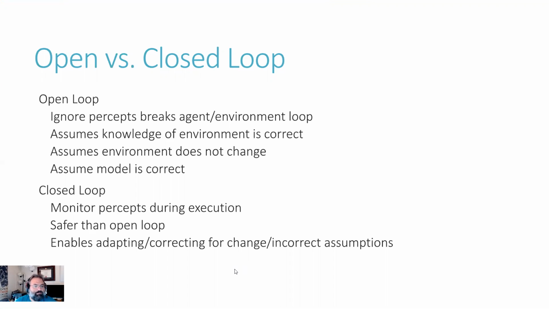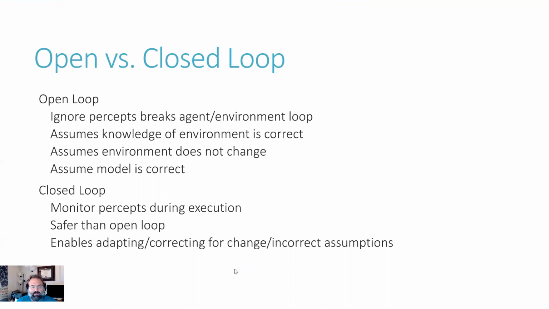problem space. So back to the content at hand, two concepts here: open versus closed loop. Open ignores percepts, and it breaks the agent environment loop. It assumes knowledge of the environment is correct. So once you start going, you know that it's right. You assume that it is correct, and it assumes that the environment does not change and that the model is correct. A closed loop monitors the percepts during execution.